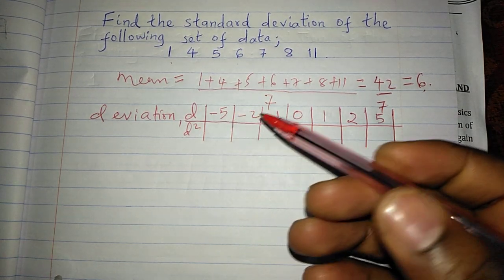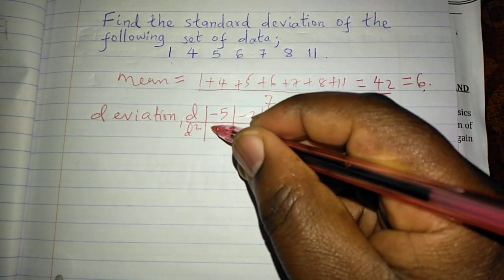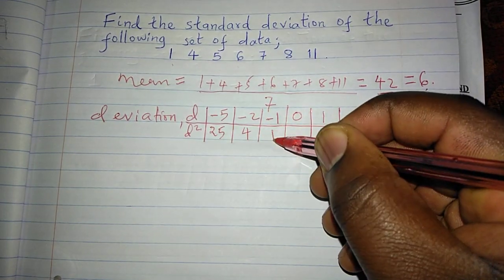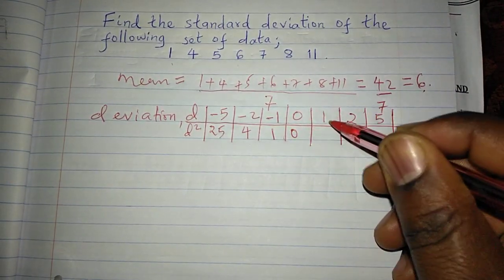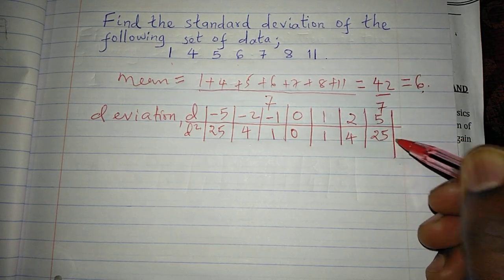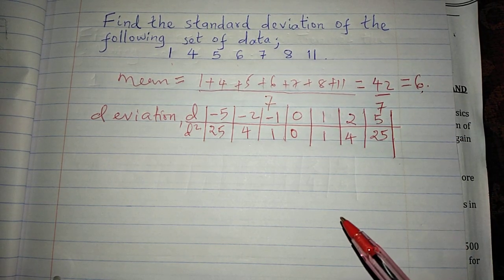The next thing is squaring all the deviations. This one gives us 25. This gives us 4. This gives us 1. This remains a 0. This is 1. This is 4. This is 25. So these are the squares of the deviations.